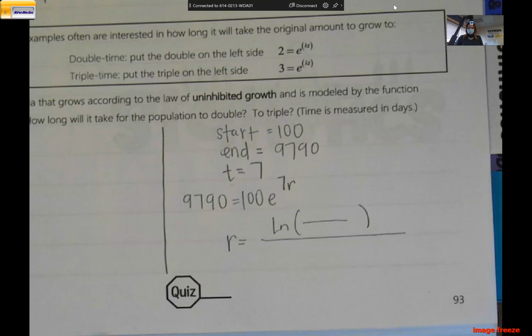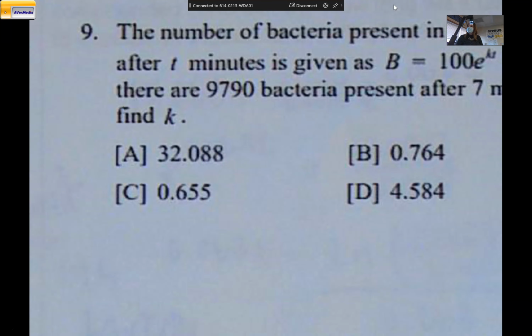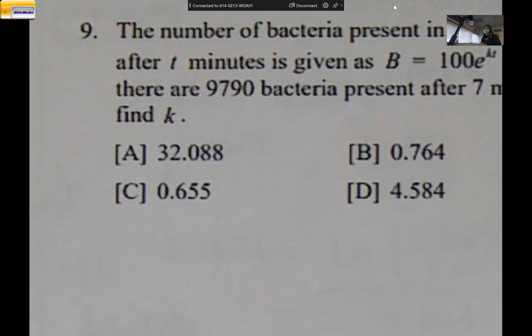Okay, so if you did it correctly, one of these options should match what you got. So if you place the numbers correctly, your answer should match one of these. What letter is it? C as in cat.